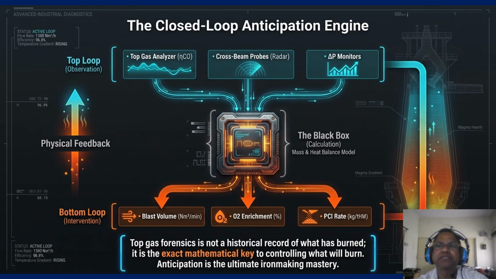Remember, top gas forensics is not just a historical record of what was burned. It is the exact mathematical key to controlling what will burn. Anticipation is the difference between a manager who reacts to a crisis and a master who prevents one. So let's take these forensic tools back to the floor and start running our furnaces with professional precision.